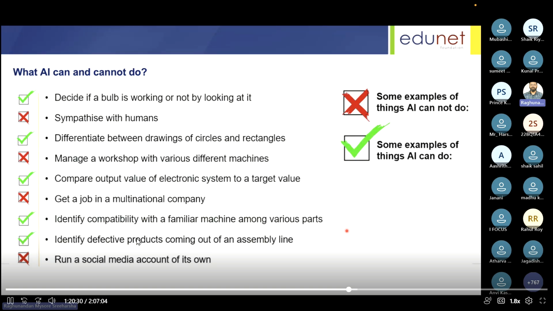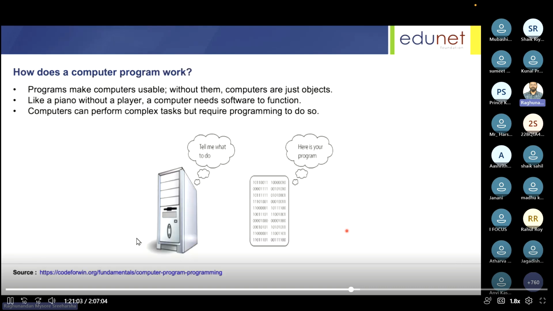Differentiate between the drawing of circles and rectangles, it can do that, right? Manage a workshop with various different machines, that it can't do. Compare output values of an electronic system to a target value, and it cannot basically take a job in a multinational company, right? It's not going to do that. Identify compatibility with a familiar machine among various parts, it can do. Sometimes we call this quality assessment, right? Identify defective products, it can do, but it cannot run a social media account on its own, right? So these are the things that it can do.